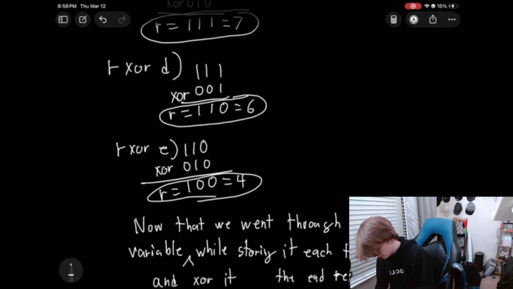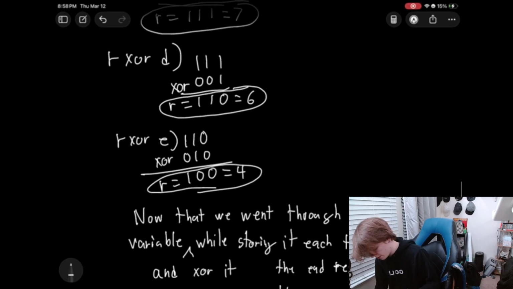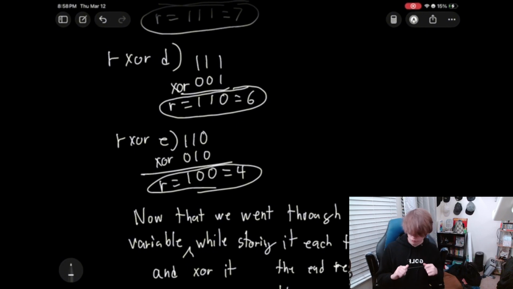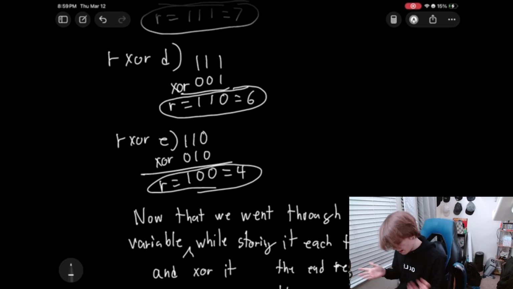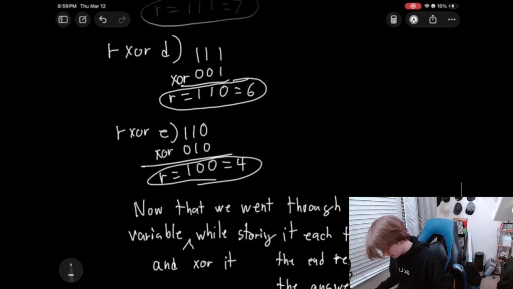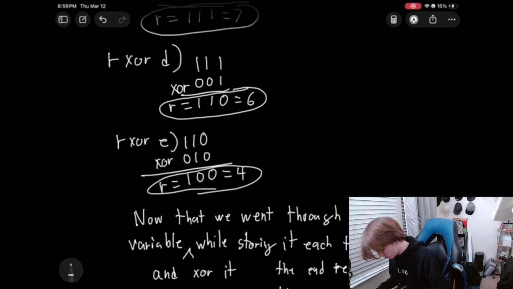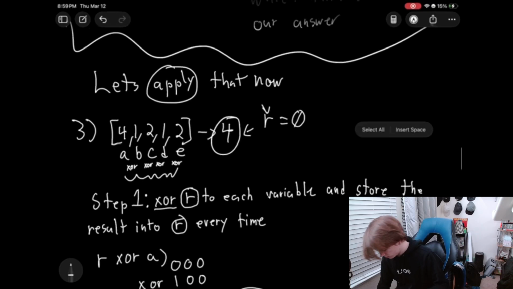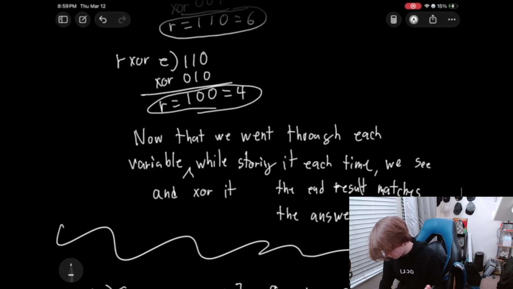We have 7 in binary XOR 1 in binary, which is going to give us 6. So now we store 6 in R, then we bring R down, and then R XOR E. So 6 XOR 2 is going to give us 4. We store 4 in R. And now, that was the last one because E was our final variable. We already XORed the final variable, and we ended up with 4, which is the final result. So great, we figured it out.